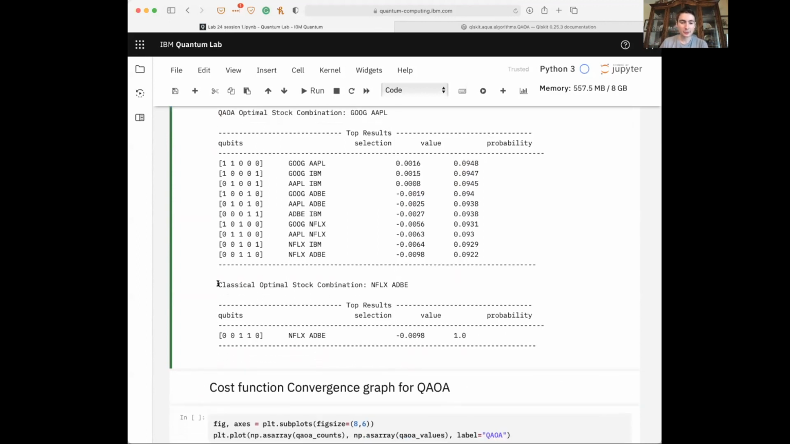Okay, and then down here we have a comparison with a classical optimal stock combination. So the classical one is, because this is a small problem, we can solve it exactly using a classical computer. And the exact solution, turns out, is Netflix Adobe. And it gives us the same minimum value of the cost function. Okay, so we've interpreted the results a little bit.